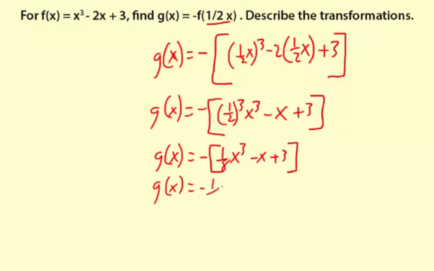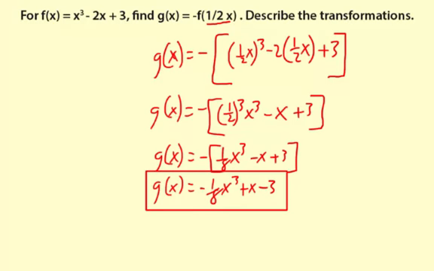So it's going to be negative 1/8 x to the third. And then negative 1 times negative x is positive, so plus x. Negative 1 times positive 3 is negative 3, so minus 3. Okay, here's your g of x, right there. And we said the transformations were a horizontal stretch by 2 and then an x-axis reflection.